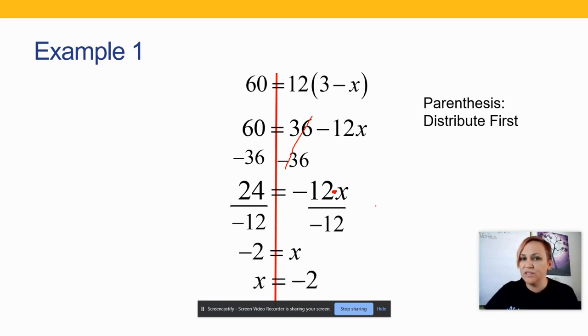X equals -2. Don't forget, if you're not sure about your answer, you can always take it and plug it back into the original question and see if it works. It works if you get 60 equals 60.